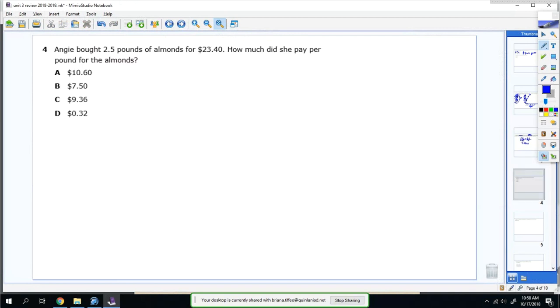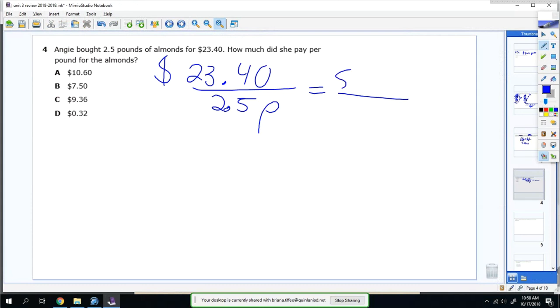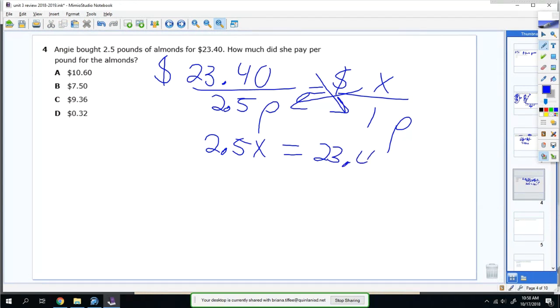All right, number 4. Angie bought 2.5 pounds of almonds for $23.40. How much did she pay per pound for the almonds? So we have $23.40 for every 2.5 pounds. I want to figure out how much I pay for 1 pound of almond. So I cross multiply. I get 2.5x is equal to 23.40. So you divide.